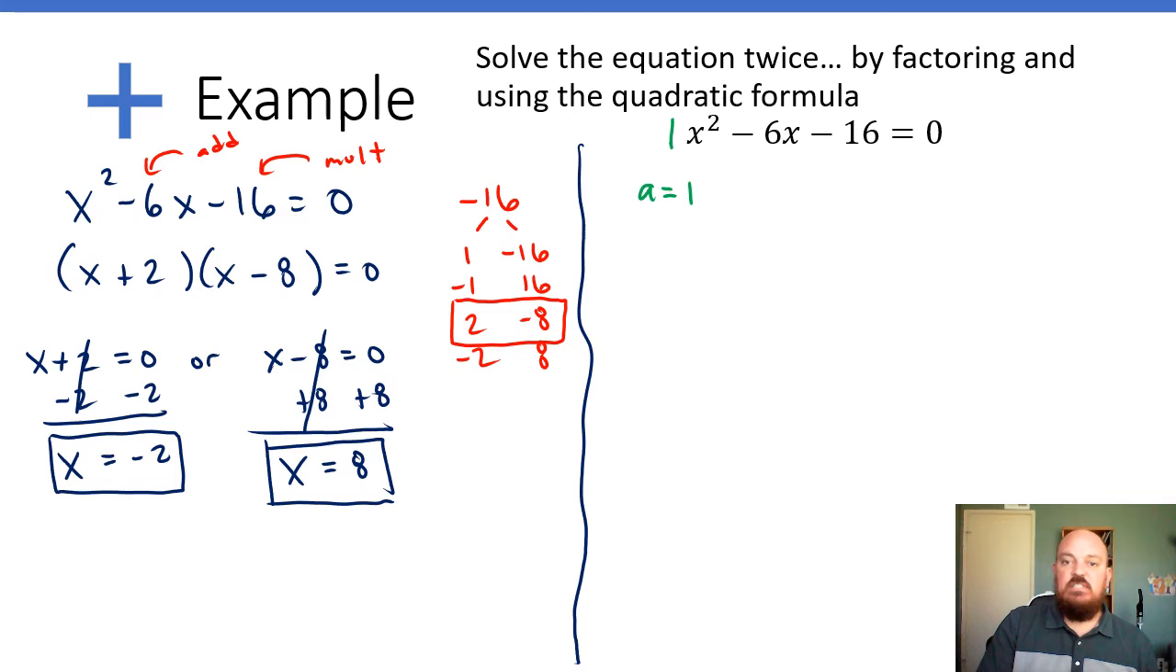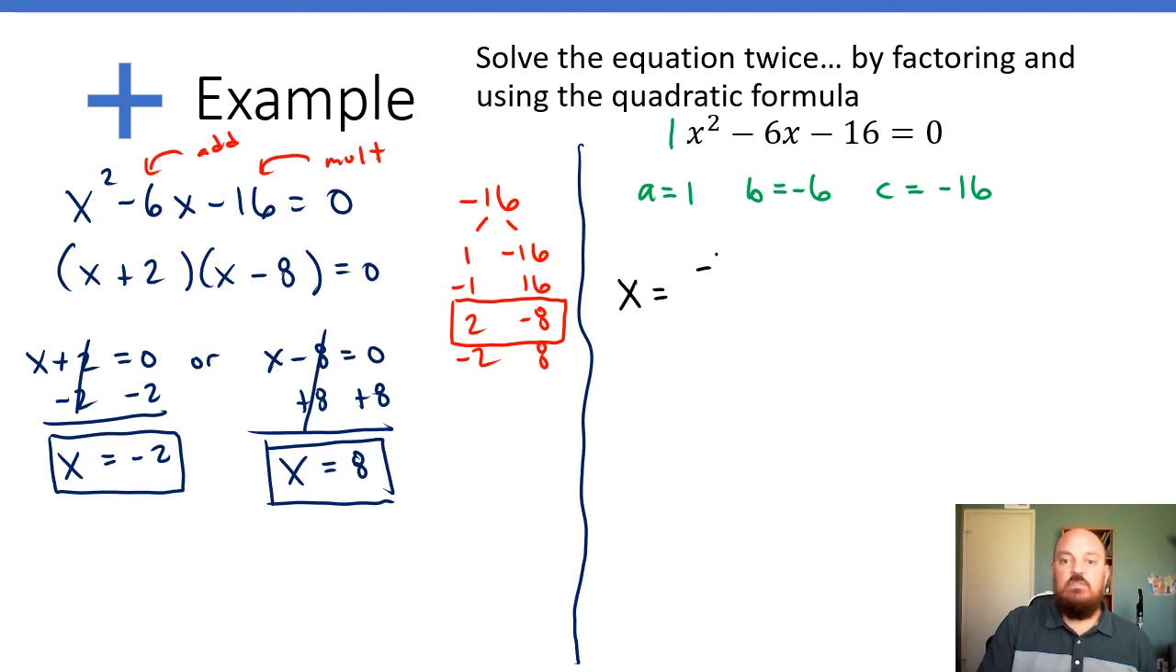Then I have a negative 6x, so b is negative 6, the number in front of the x. And I have a minus 16, so c is negative 16. So I'm just picking numbers out. Positive 1 for x squared, negative 6 for x, negative 16 for the constant or the number part with no x on it. Now, I'm going to start by just writing down the quadratic formula.